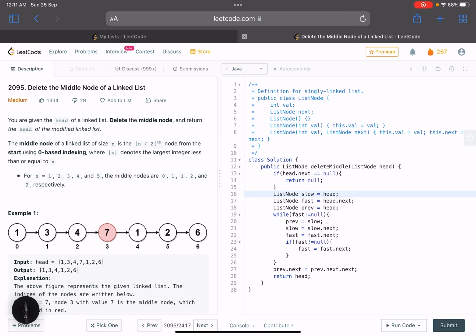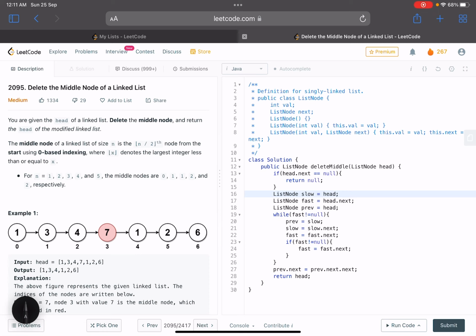I'll just change that code and submit it. Because both are starting from the first node, one will jump one distance, the second will jump two distances, and we are good to go. However, I've done this. Now I've also taken a previous node. Why I have taken the previous node, I'll tell you. While fast is not equal to null, or you can start from fast equals head.next only, otherwise we will be missing a case that I'll discuss.